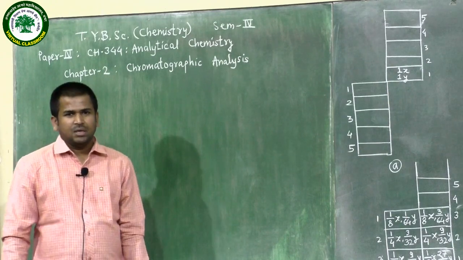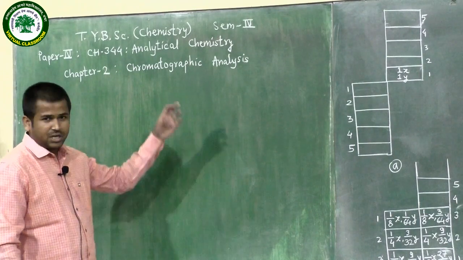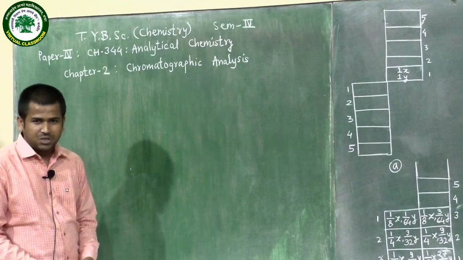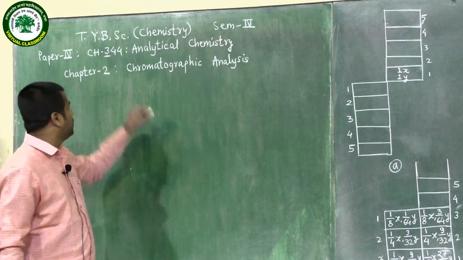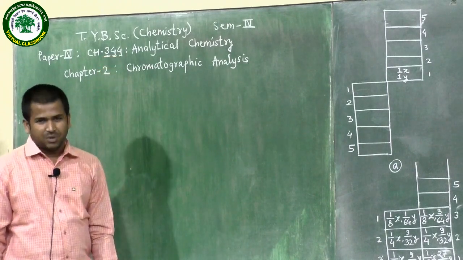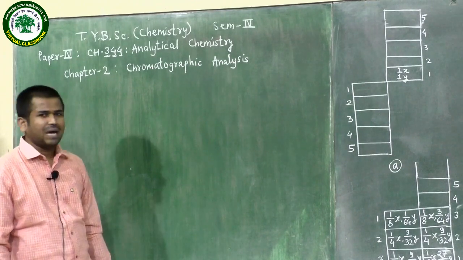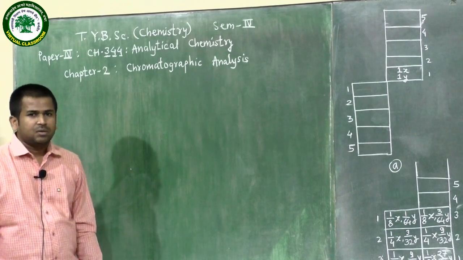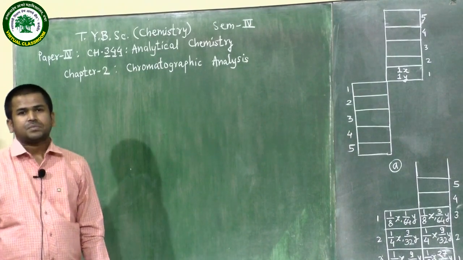Students, today we learn about a TYBSc Chemistry paper, semester 4, paper 4, CS344, Analytical Chemistry. In CS344, the first 3 means third year, 4 means fourth semester, and the other 4 is the fourth paper. The code is 344: third year, fourth semester, fourth paper, Analytical Chemistry. From this paper, today we start chapter 2, that is chromatographic analysis.